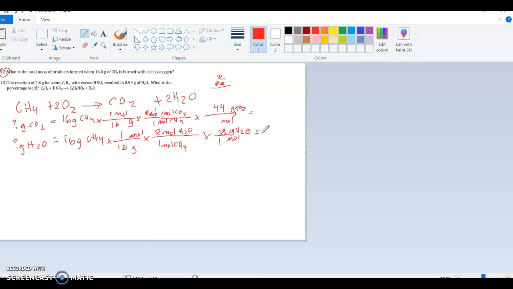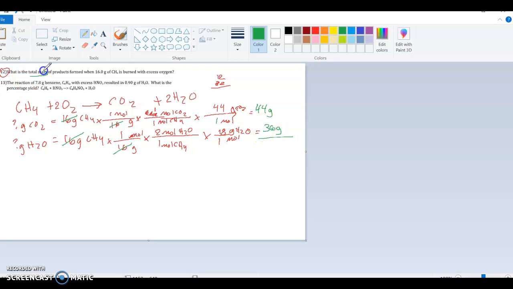Okay, now I want to try to simplify these problems a little bit. So I've got 16 on top, 16 on bottom. That simplifies it. I've got a 1 to 1, and all I have left is 44. So there's 44 grams of CO2. For this part, I've got my 16 on top, 16 on bottom. I've got 2 and 18. Now I just have to think about what's 2 times 18. Come on, brain. 36. 36 grams.